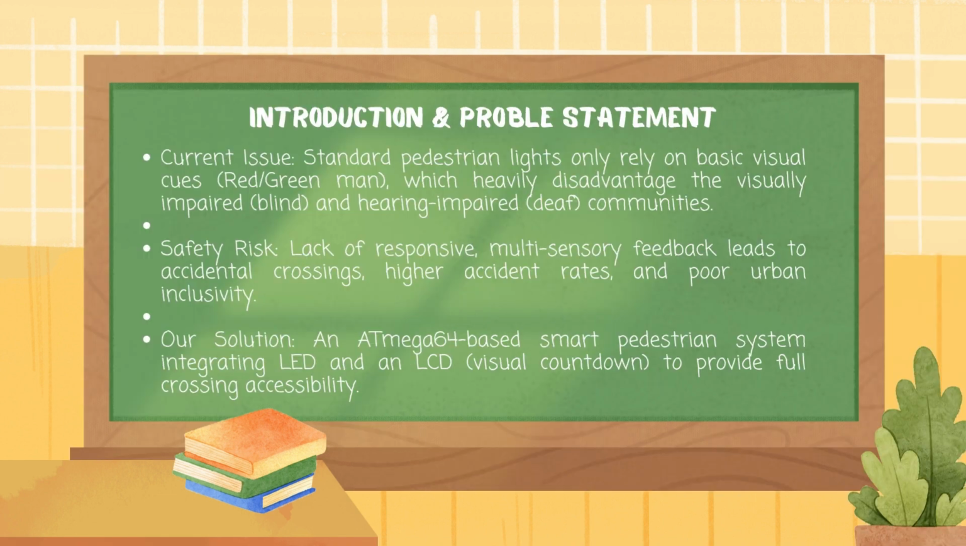Nowadays, standard pedestrian traffic lights only use red and green signal. This creates difficulties for OKU users, especially blind people who cannot see the light and deaf people who may miss other warning signals. Because of this, crossing the road can become dangerous and may increase accident risk.